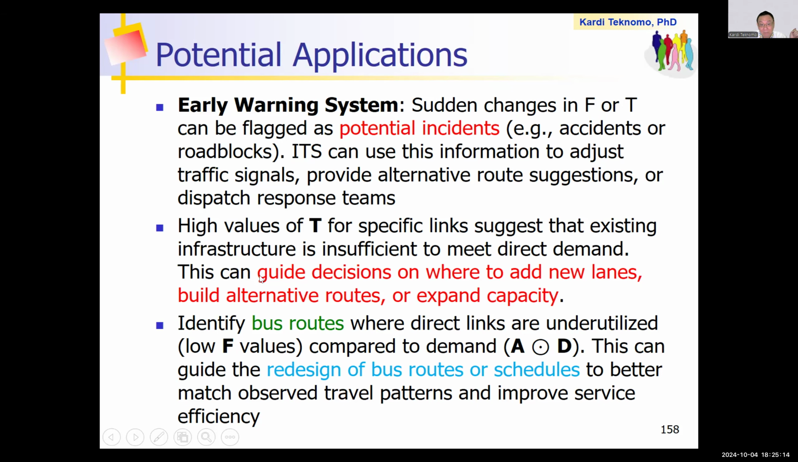Again, you can identify a bus route, for example, using a direct link which is actually underutilized. You compare the flow to A times T, and then you can redesign the bus route or the schedule. So these are just several ideas. You can check whether this matches with yours or not.